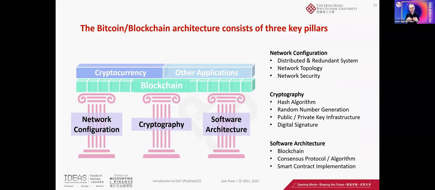And one of the reasons why I do not subscribe to a lot of enterprise blockchain solutions is because fundamentally, when they deploy these types of solutions, they break the essence of how the Bitcoin blockchain was built. So the way I look at it, there are really three key pillars. The first one is the network, the second one is the cryptography, and the third one is the software architecture.